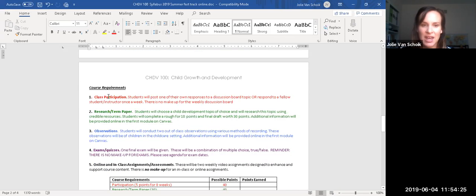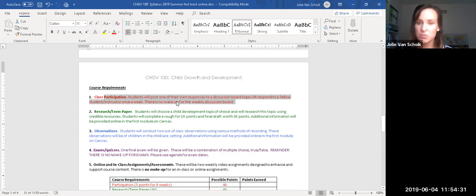So once again, these are the class requirements. Each week you're going to do one discussion board topic, and all you need to do is write your own response or respond to a fellow student or instructor with a nice comment. It should be thoughtful, well thought out, and it should answer the question. There are rubrics for all the discussion boards as well, so that you know exactly what I want in order to get 5 points.